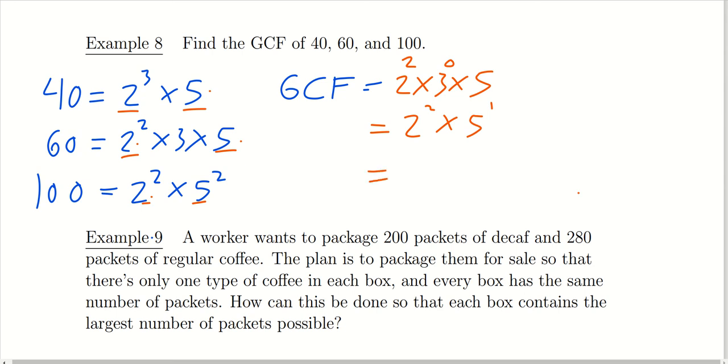So our final answer, what is the GCF of 40, 60, and 100? It's 2 squared times 5 to the first. That's 2 times 2 times 5, which is the number 20. 20 is the largest factor that will evenly divide all three of 40, 60, and 100.